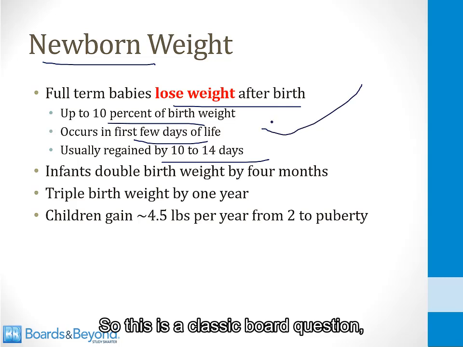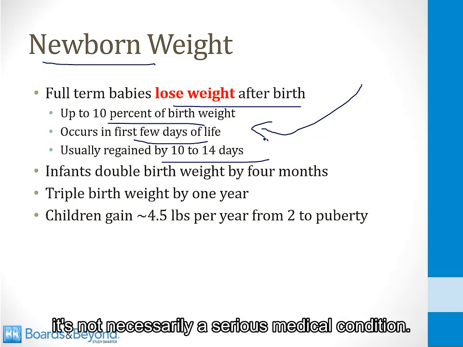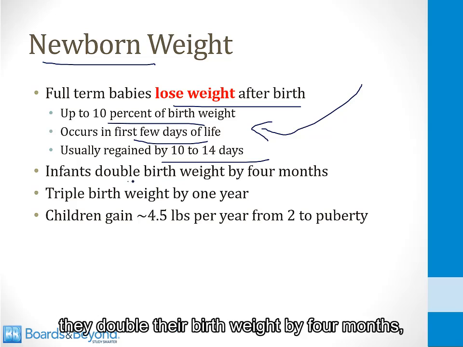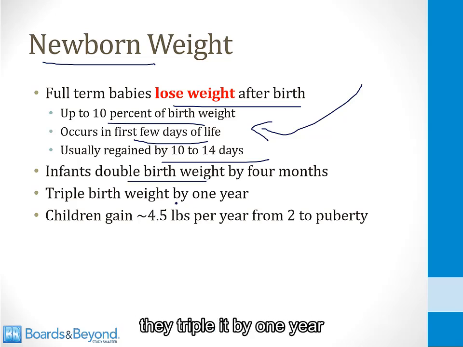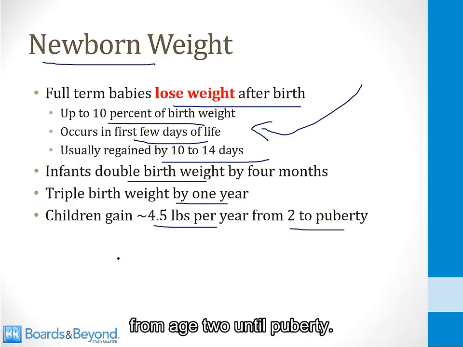So this is a classic board question. A baby that's lost a little bit of weight, it's not necessarily a serious medical condition. After the newborn period, infants grow very fast. They double their birth weight by 4 months, they triple it by 1 year, and children gain 4.5 pounds per year from age 2 until puberty.